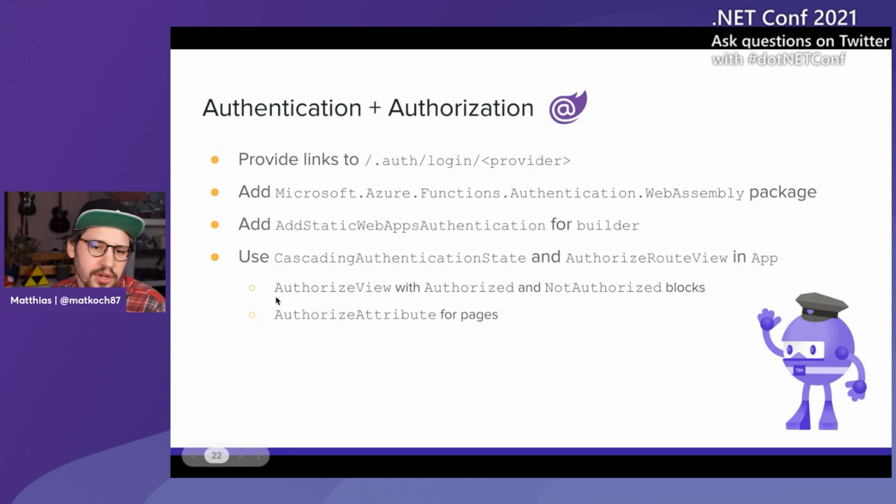And once this is done, we can choose two different approaches. The first is if we have individual blocks in one single page that we want to treat differently for authorized and not authorized users, we can use this authorized view. And otherwise, if the full page should be checking for roles of the user, then we can just add an attribute.